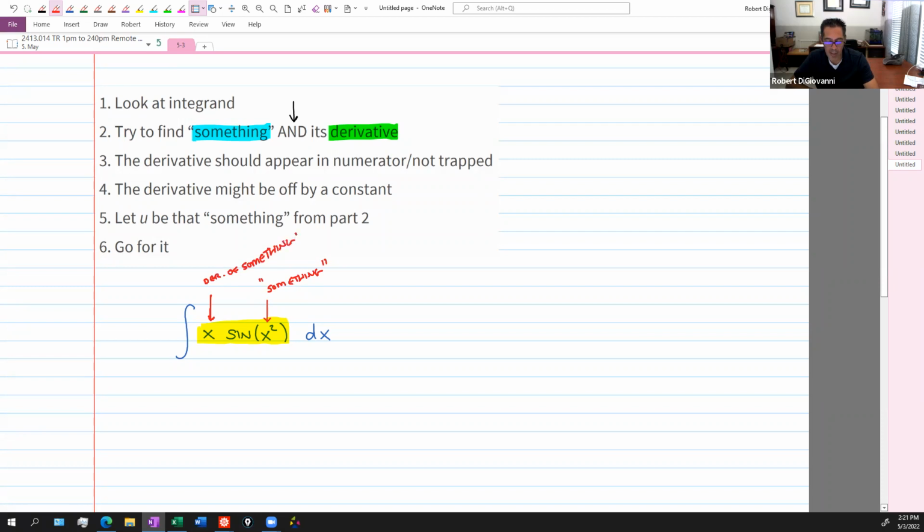Not quite though, right? I'm off. I'm off a little bit. I'm off by 2, aren't I? It'd be real nice if I had a 2 there. Well, look at what step 3 says here.